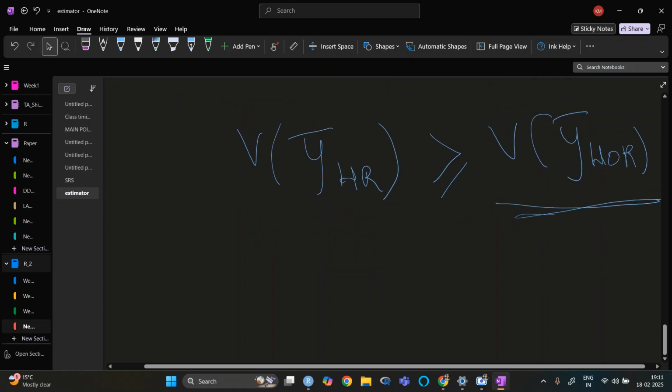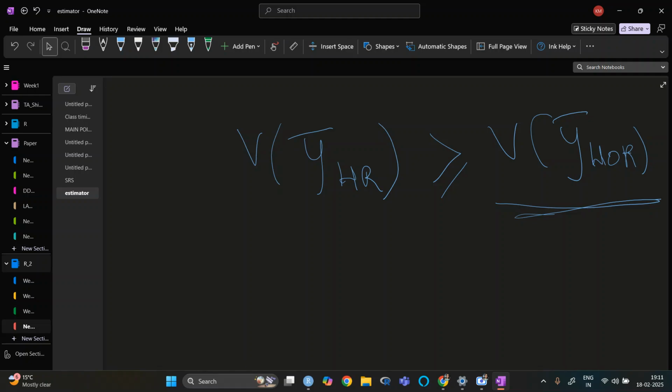So what we have is that the variability without replacement is less than the variability with replacement. This is one major finding: if I take a sample without replacement, it will have less variability than with replacement.